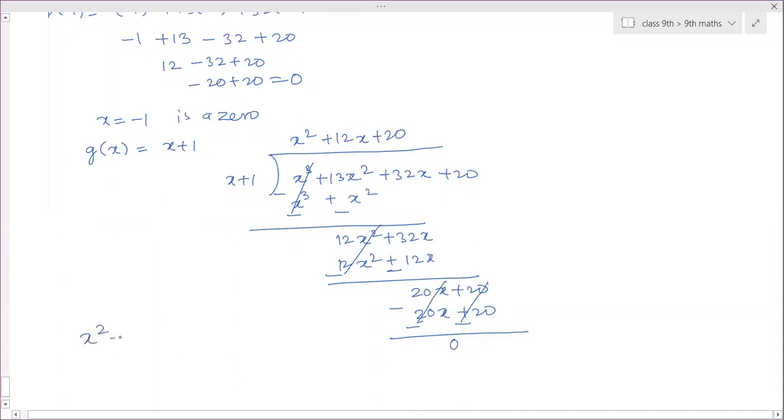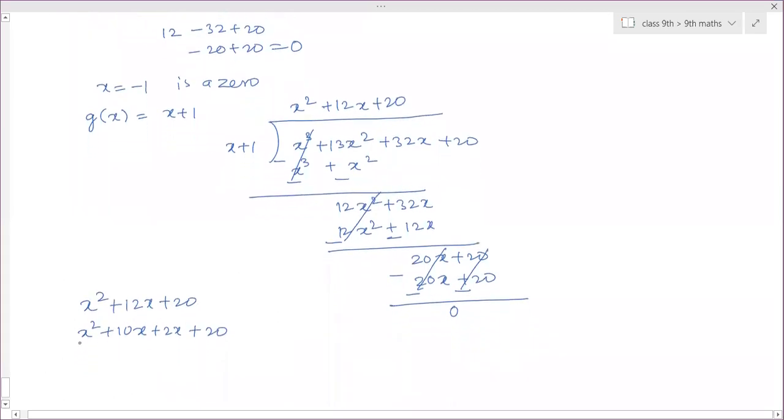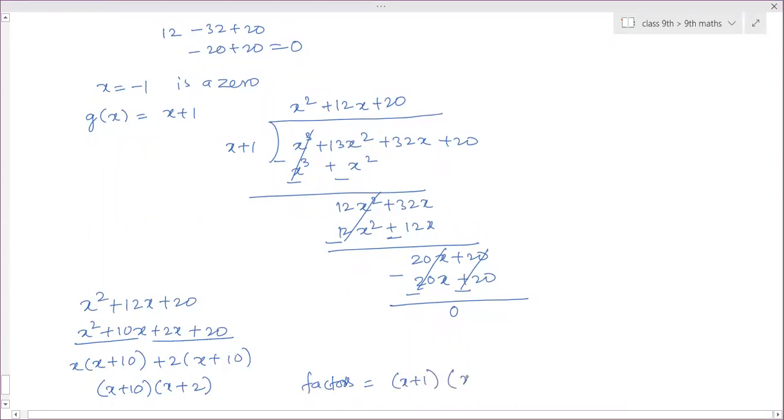So you will get the quotient as x square plus 12x plus 20. 10 twos are 20. x square plus 10x plus 2x plus 20. So here x is common, and x plus 10 into 2 common, so x plus 10 into x plus 2. So all three factors are: x plus 1, we already got; the second one is x plus 2 and the third one is x plus 10. Thank you, ma'am. I got it.